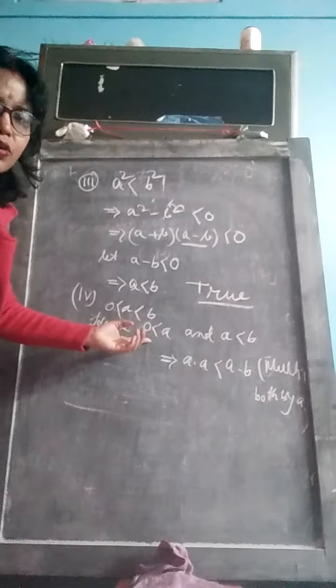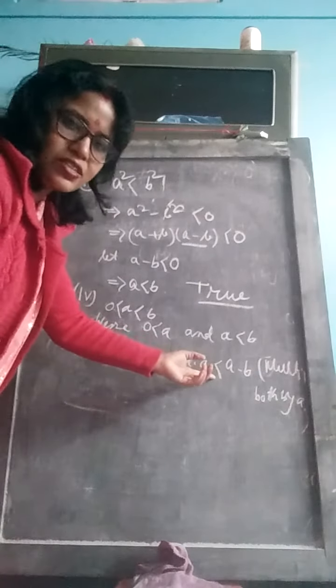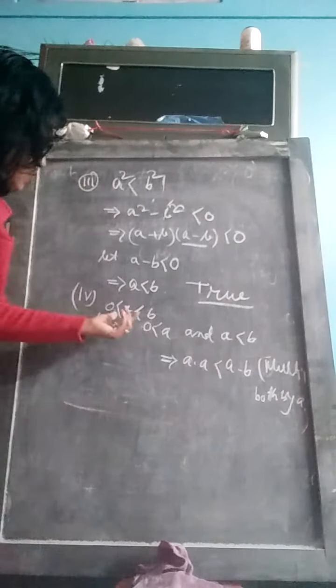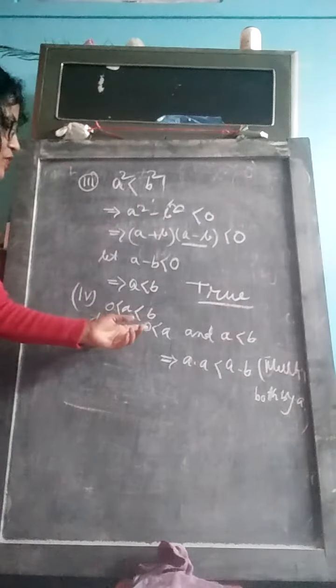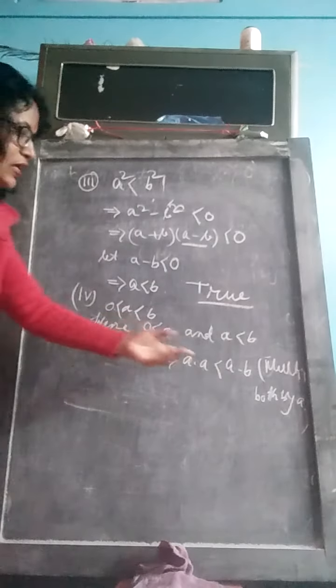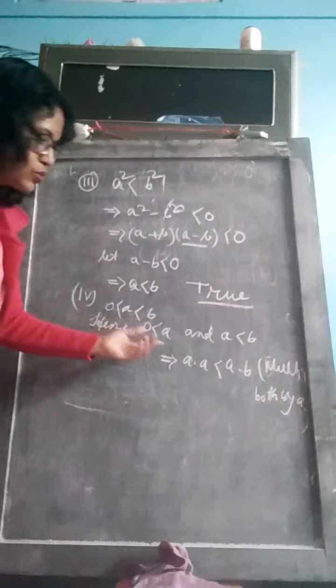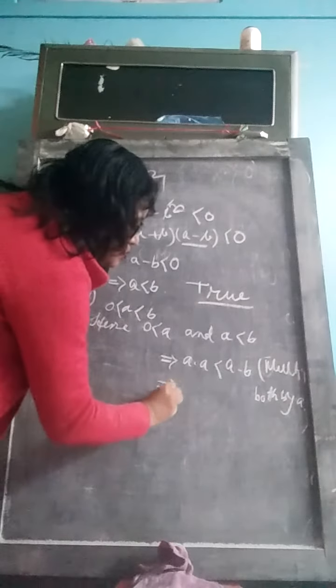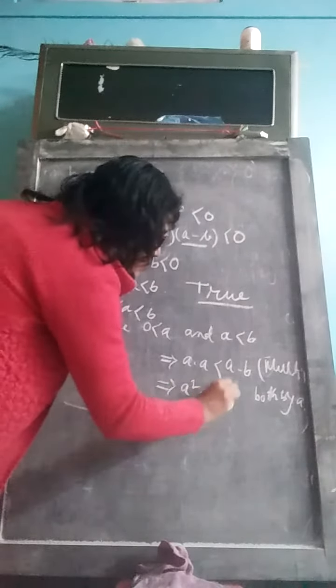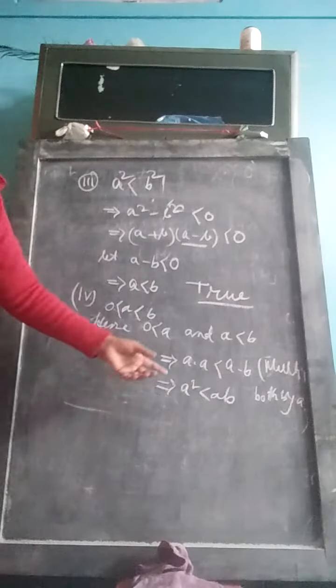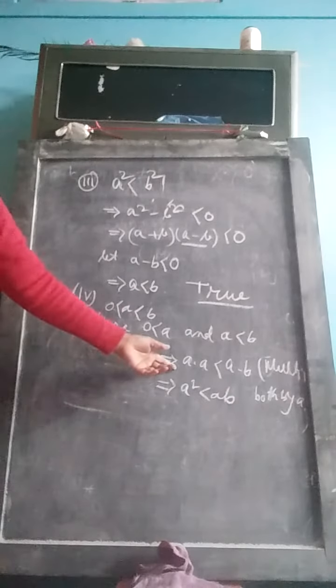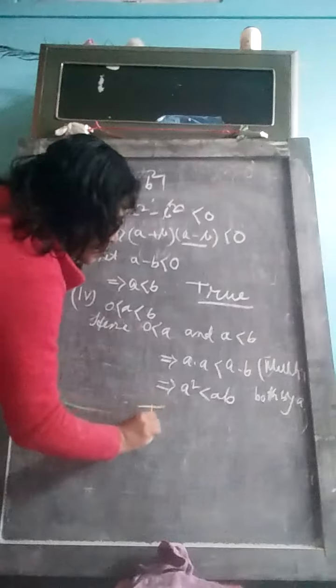A is greater than 0. So this sign doesn't change. Okay. You must see the clue. If it were negative, then the sign would change. Here the condition given is positive, so it does not change. Implies a square is less than ab. We need to prove this. Okay, it is true.